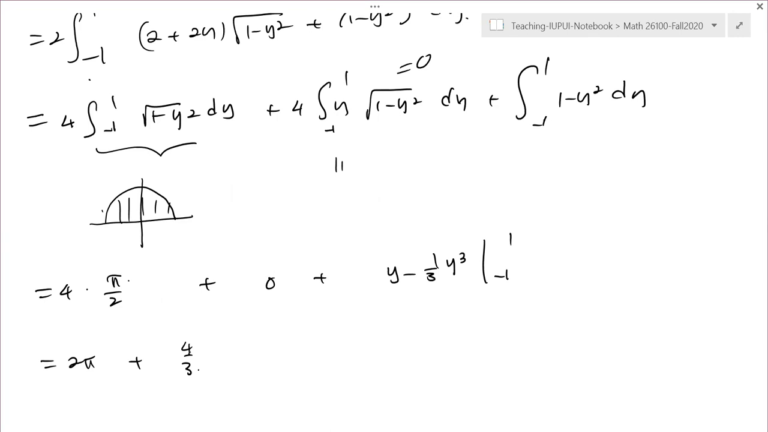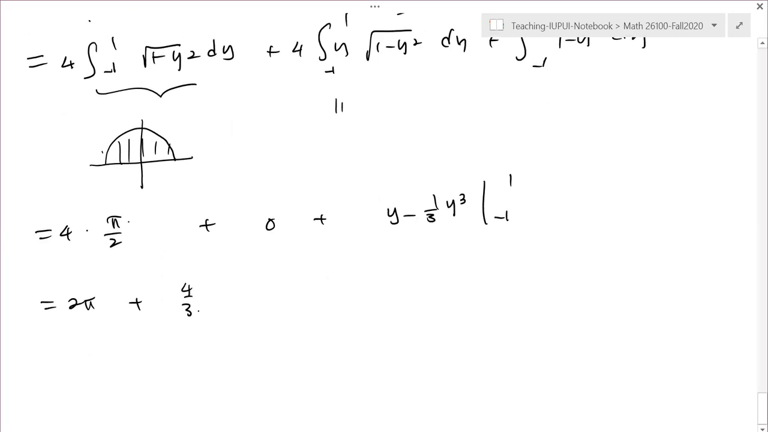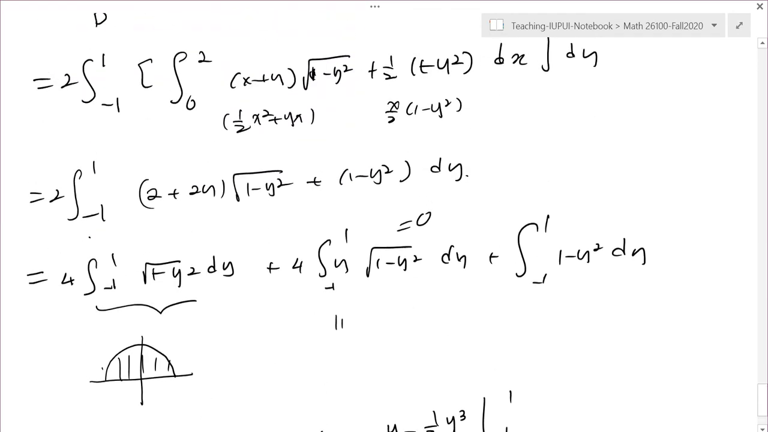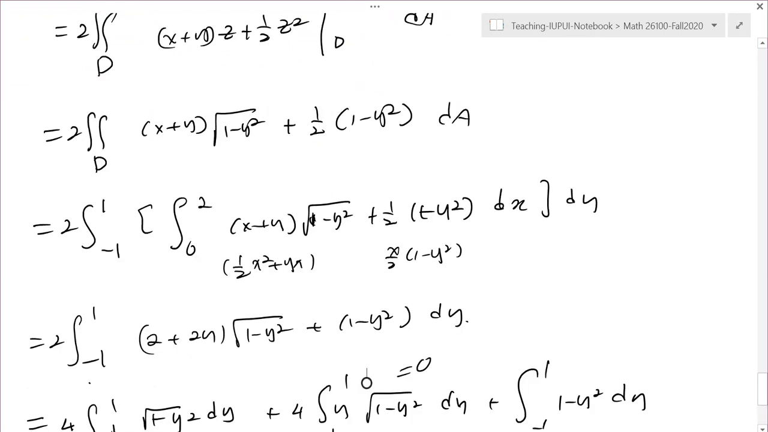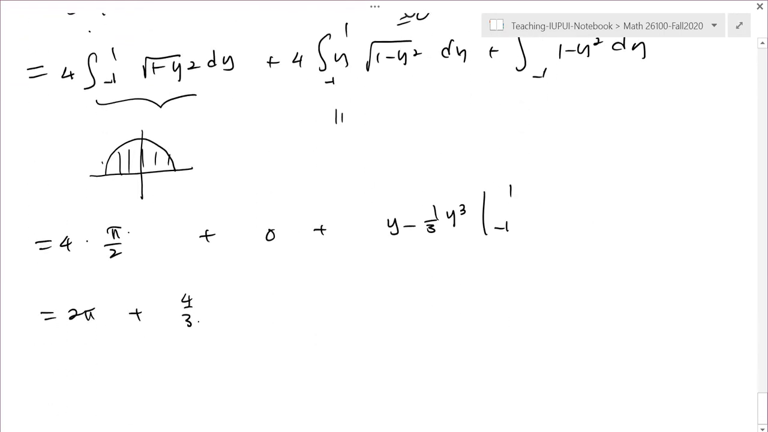Okay. So this will be the answer. I think it's much easier than directly evaluating the surface integral after you convert to this triple integral. Because the solid is not that complicated, you just convert it to an iterated integral and evaluate step by step.